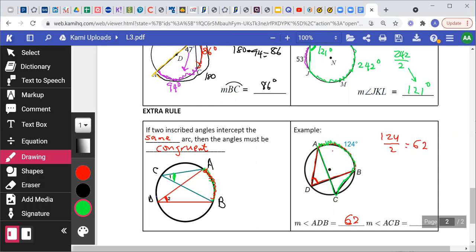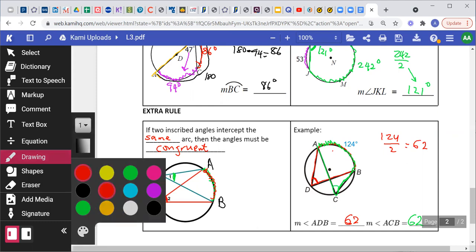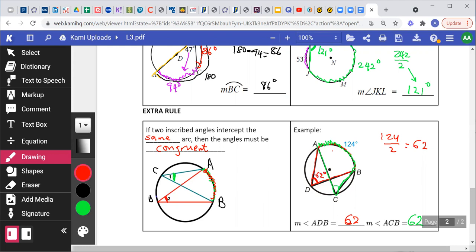So you don't have to do any calculation again, since you know the red angle to be 62, then the green angle is going to be 62, because when we have two inscribed angles intersecting the same arc with the same endpoints, they are congruent. So if two inscribed angles intersect the same arc, then they are congruent. So here this is 62, and then this is 62 as well. So these are things we needed to do today.